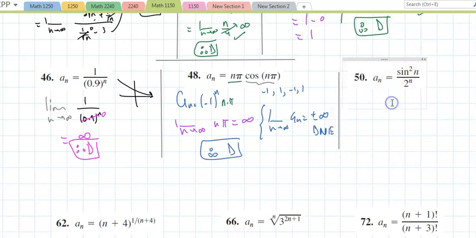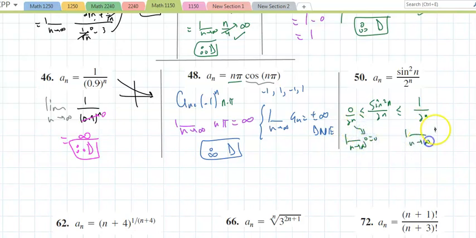This problem. Well, I know the top is bounded between 0 and 1. The denominator is growing without bound. That limit is going to be 0. How do you show it? Well, you're going to say the sine squared of n over 2 to the n. The smallest that could ever be is a 0 because it's positive, over 2 to the n. And the biggest that could ever be is 1 over 2 to the n. The limit as n approaches infinity of 0 is 0. The limit as n approaches infinity of 1 over 2 to the n is 0.